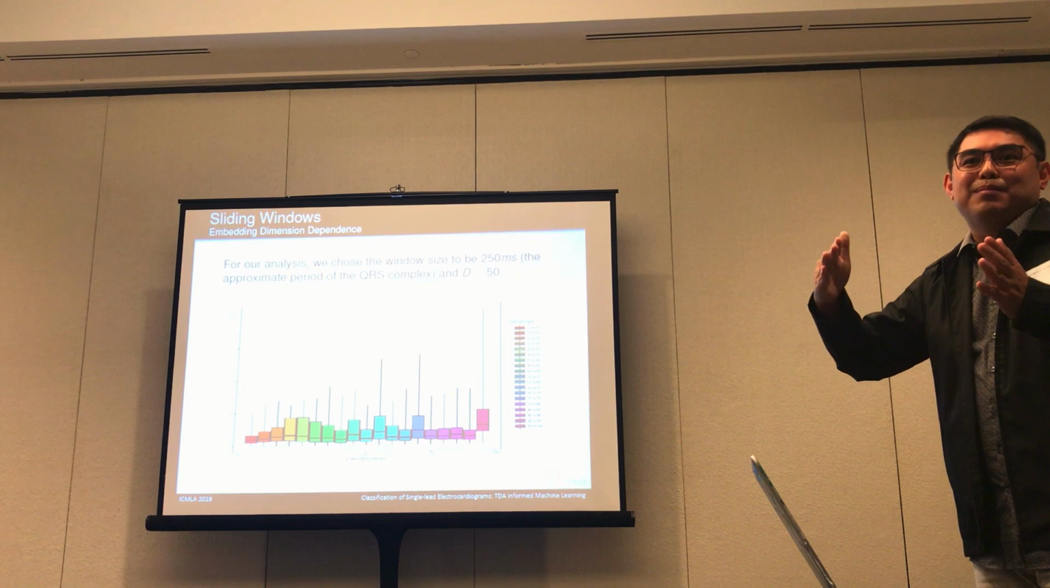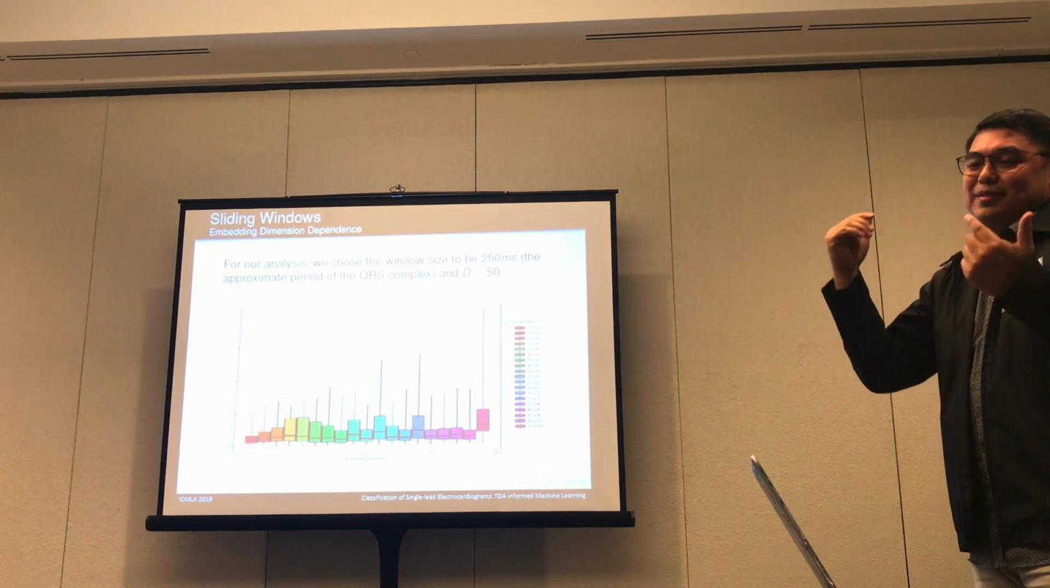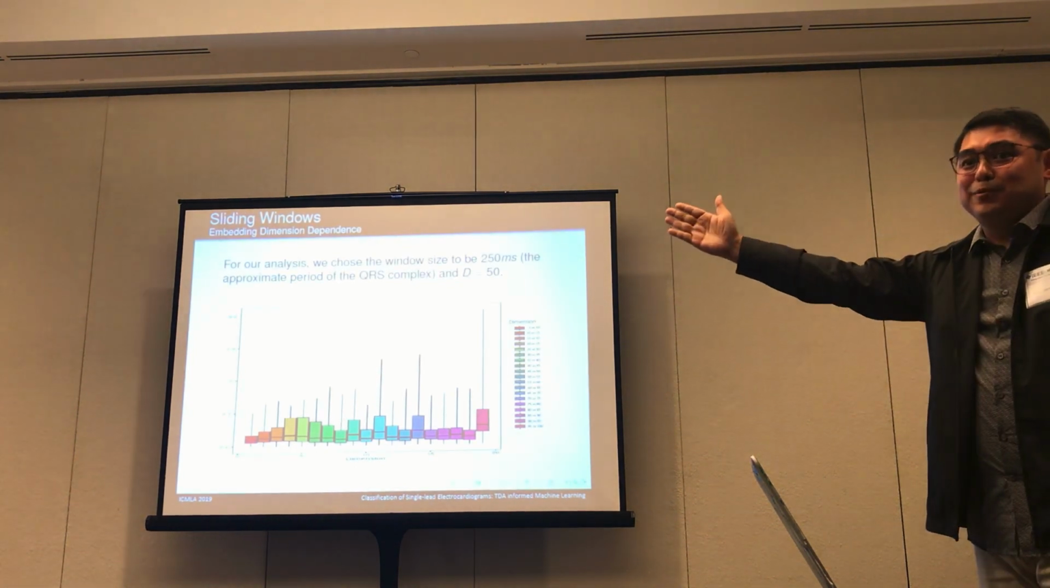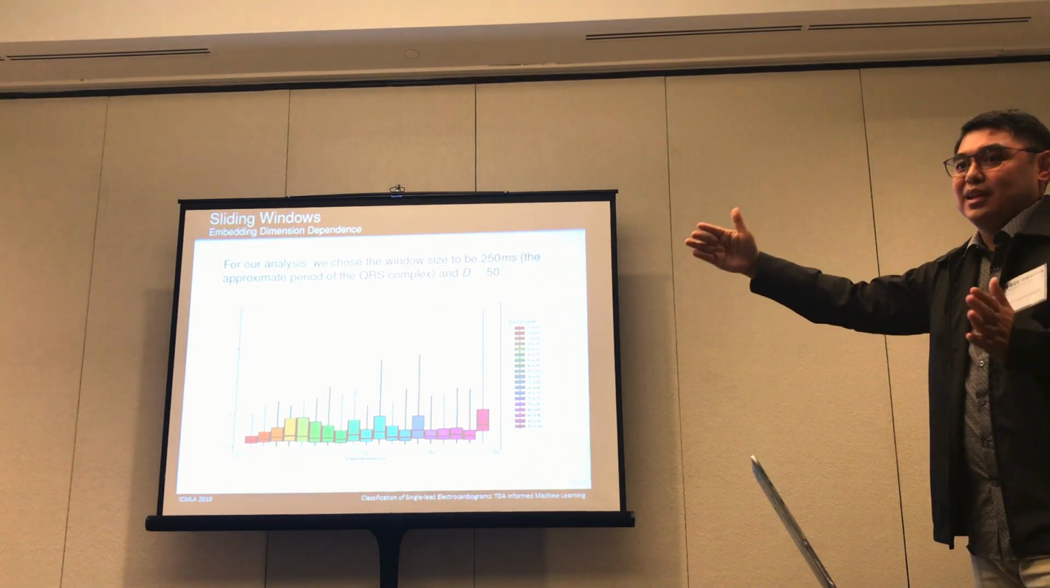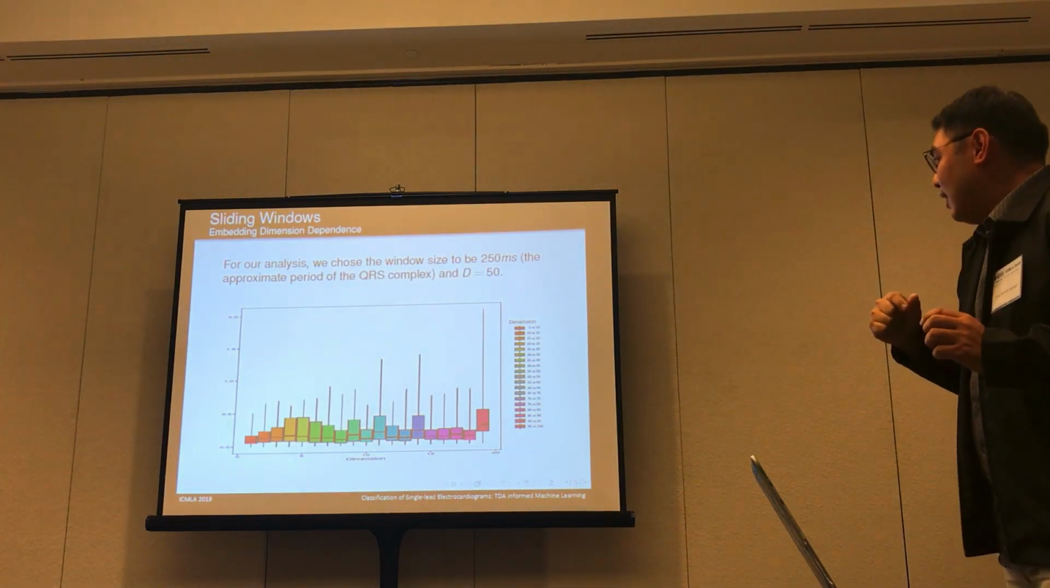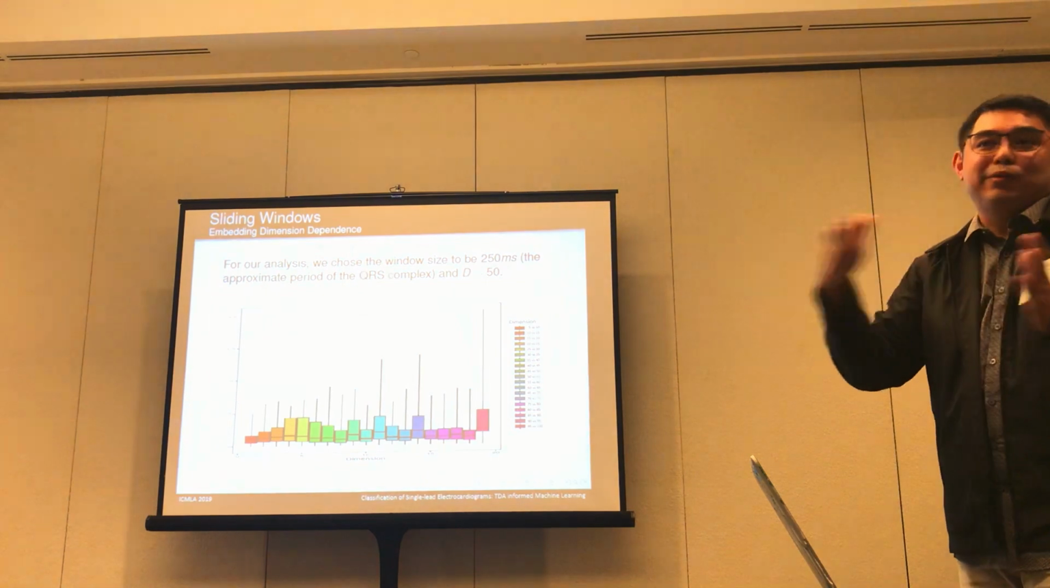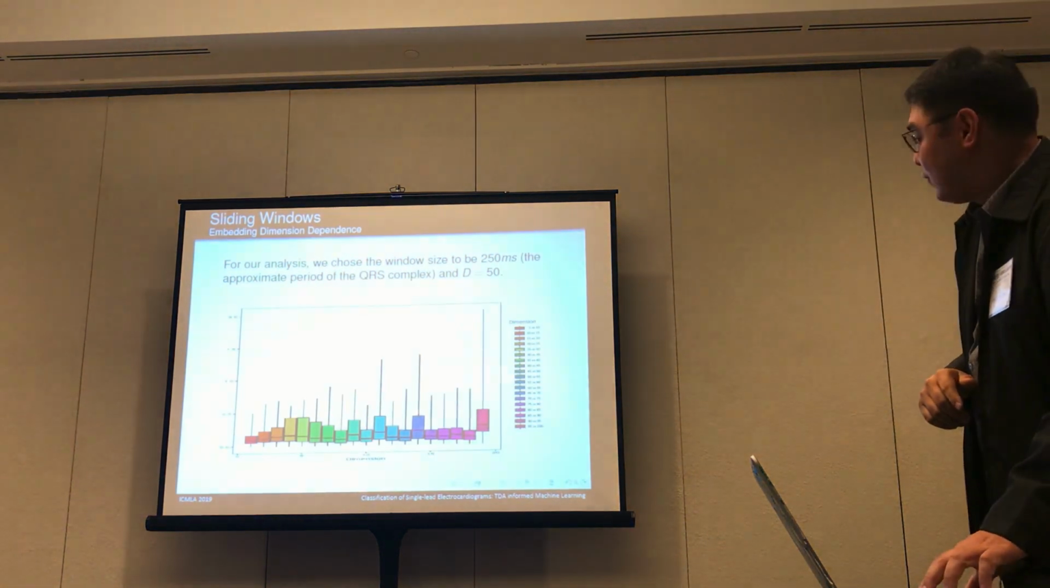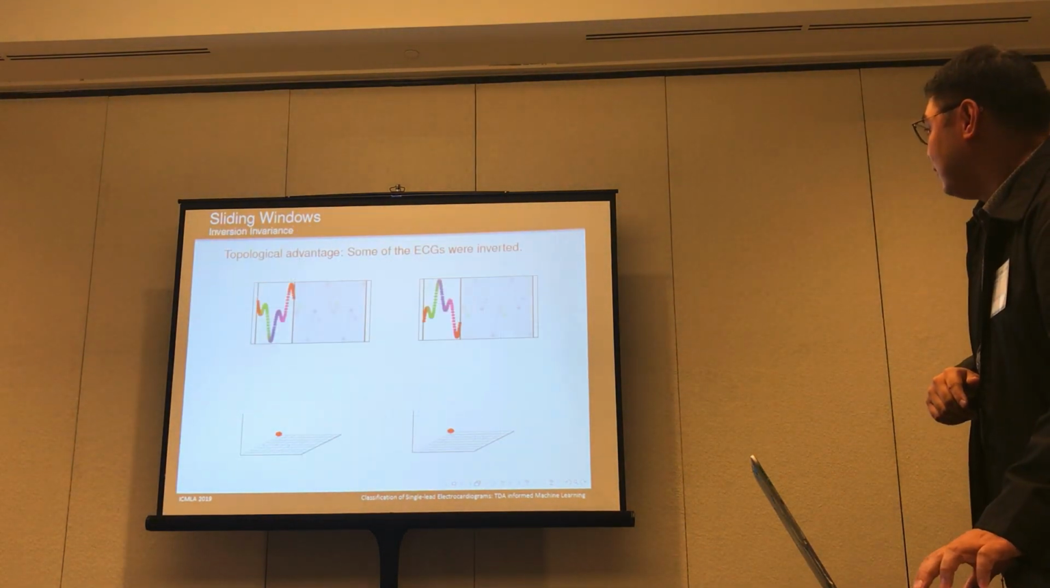So we needed to strike a balance in the embedding dimension. We didn't want it to be too big, because it's very expensive computationally, but we didn't want to choose too few points, because that would be too coarse. And so for our case, we chose the embedding dimension to be 50.